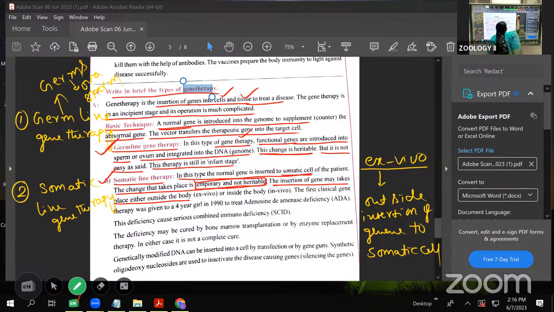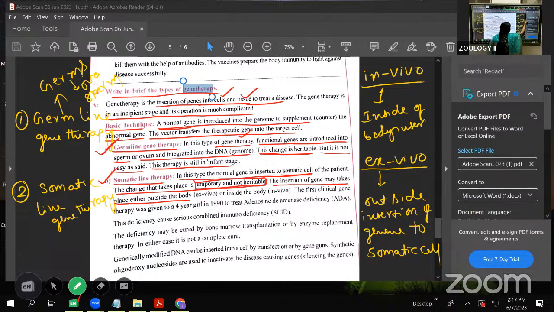Here next, in vivo means the inside of the body. Inside of the body, insertion of genes to the somatic cells is called in vivo. See this one: outside of the body is called ex vivo, and inside of the body is called in vivo.